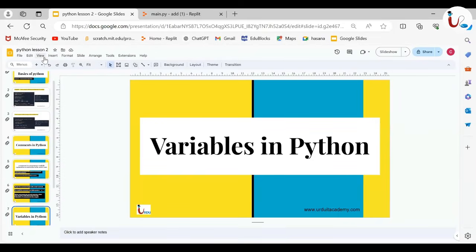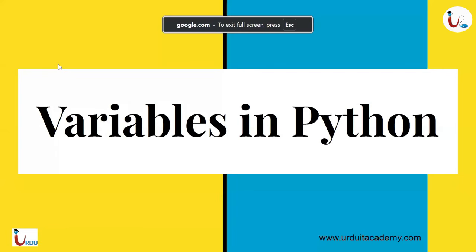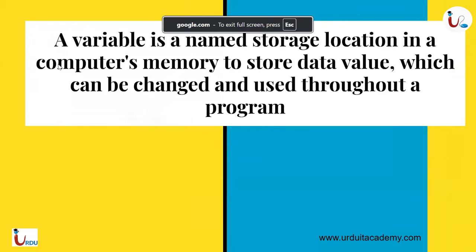Now, let's see variables in Python. What are these variables, or why are we using variables? Okay. So, a variable is a named storage location in a computer's memory to store a data value which can be changed and used throughout a program.